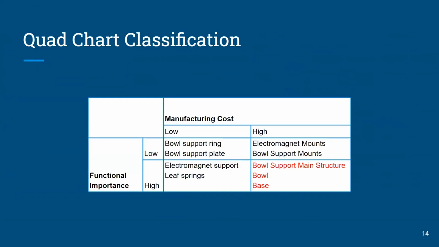This is the quad chart classification with the bill of materials and the function matrix. We decided the bowl main support structure, the bowl and the base will be the most important ones to redesign. And then the bowl support ring, the bowl support plate, the electromagnet mounts, the bowl support mounts will be the ones we'll be looking to eliminate.